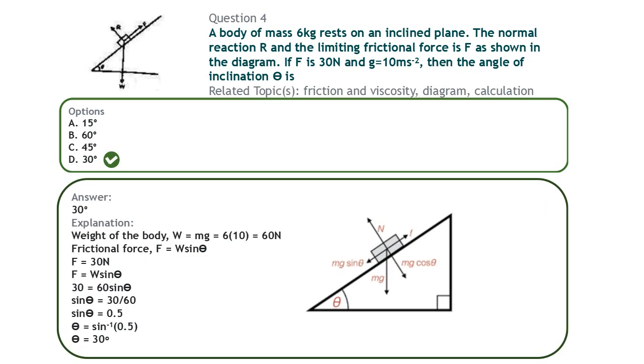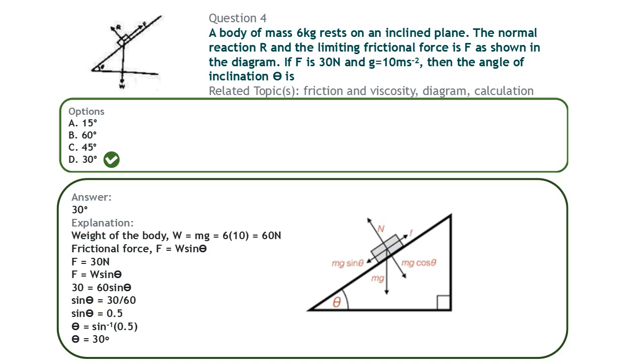Alright, if we compare this diagram to what we have here, this limiting frictional force here is equal to mg sin theta, and this mg here defines the weight of the body. The weight of the body is equal to mg, the mass of the body times the acceleration due to gravity. And from the question, the mass of the body is 6 kilogram, so you have 6 times the value of our g here, which is 10. So you have 6 times 10, and that is 60 Newton. So this mg here is the weight, and we've calculated it to be 60 Newton.